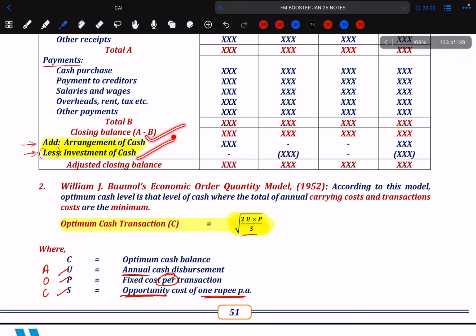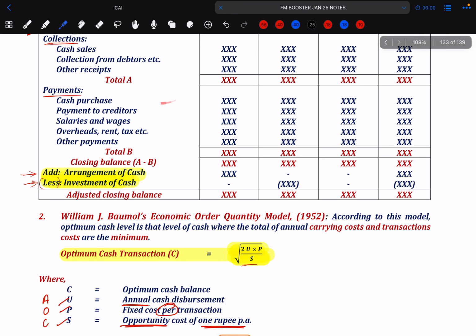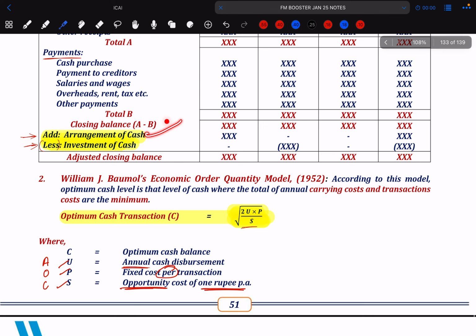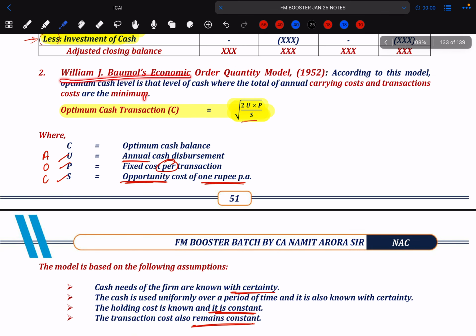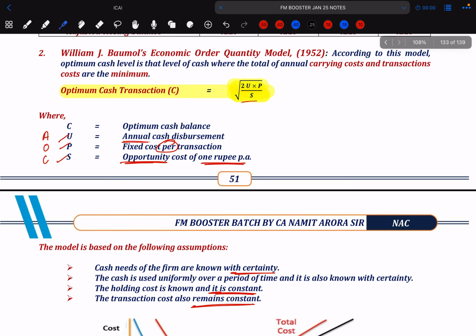And for arrangement of cash or investment, as I have told you, they will say if you have more than 2,000 now, invest it, and if you have less than 2,000 now, then borrow it from somewhere. So if you have less, then you have to arrange, and if you have more, then invest. It is minus, simple.